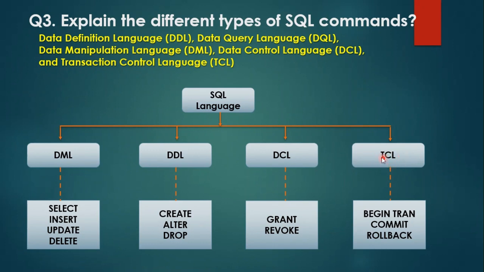Then TCL. TCL means transaction control language. Whenever we perform any transaction, we use begin tran, commit, and rollback. Begin tran indicates that our transaction starts from here. If we commit the statement, it permanently stores the result, the affected data. If you roll back, then whatever operation we performed will be rolled back. So these are the different types of SQL commands.